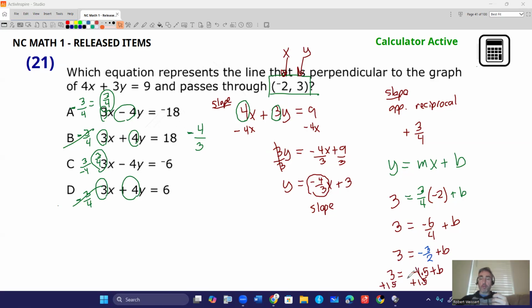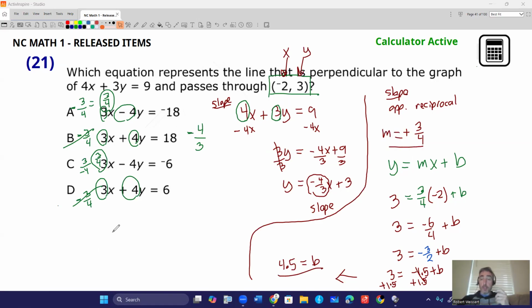And I'm running out of room here, so I'm going to take this over here. 3 plus 1.5 is going to be 4.5. And that's going to be my y-intercept. So my equation from here, with this y-intercept and this slope, this is your m value, I would write it in slope-intercept form. It's going to be y equals 3/4 x plus 4.5.